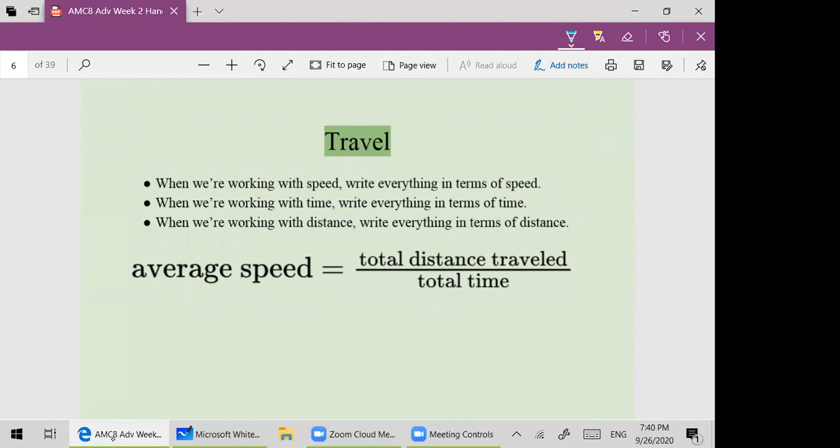First of all, travel. When we're working with speed, write everything in terms of the speed. When you're working with time, write everything in terms of the time. When we're working with distance, we write everything in terms of the distance. So the variable that you will represent everything in terms of is usually the variable that the question wants you to find. And to relate speed, time, and distance, we have this equation, which says that the average speed equals the total distance traveled divided by the total time of traveling.